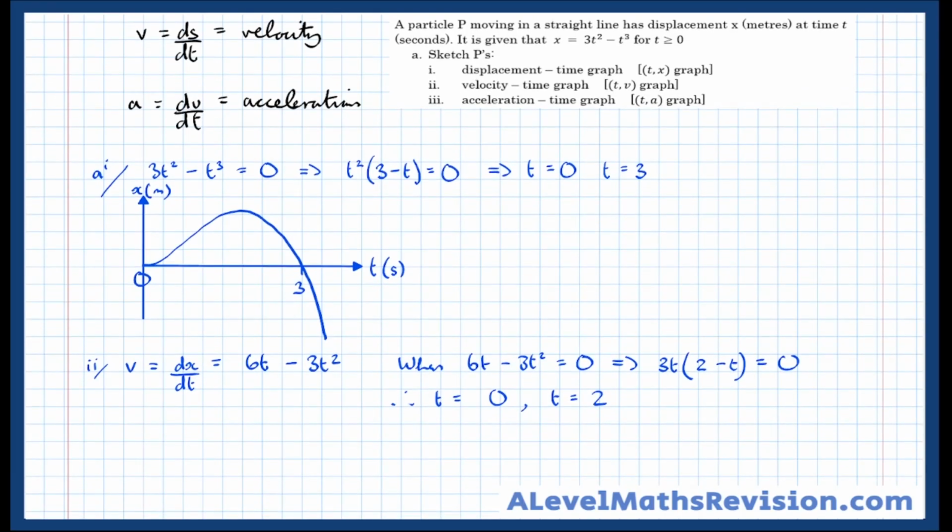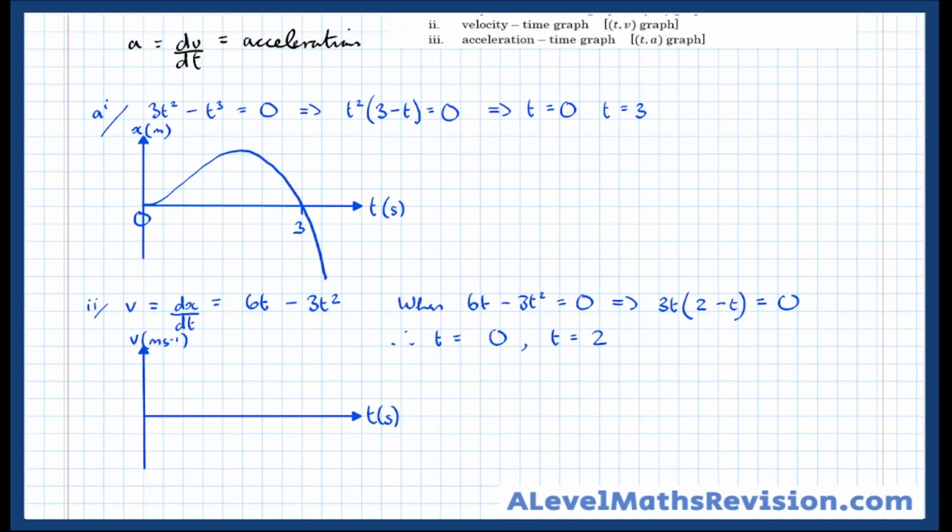So now drawing the velocity time graph. There are the axes there, and we can see that it's an upside down quadratic with roots at 0 and 2. So 2 is roughly here, let's say. So it looks something like that there. In fact, I can do a little bit better than that. Let's try again. There we go. Just moving that slightly to the left. So now it looks good.